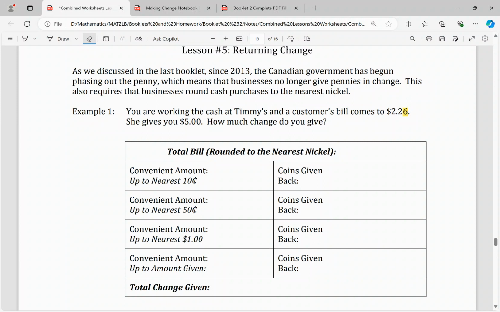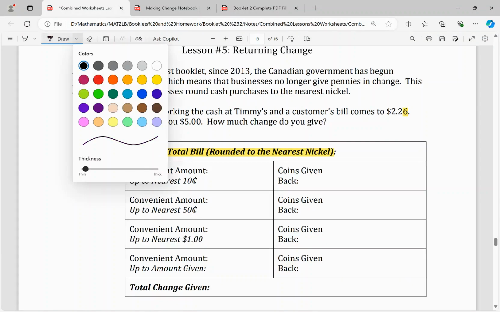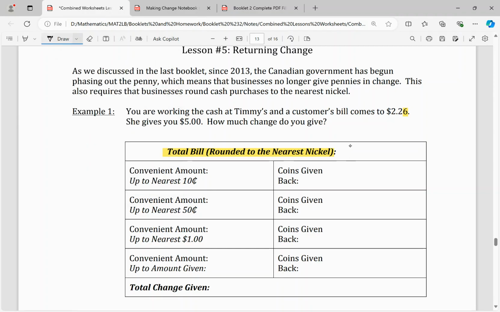The first thing that you need to consider always is the fact that we don't work with pennies anymore. That means that you need to round the total bill to the nearest nickel. So $2.26 rounded to the nearest nickel is going to give us $2.25. We are rounding down.